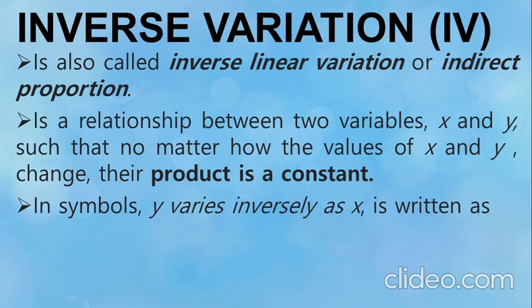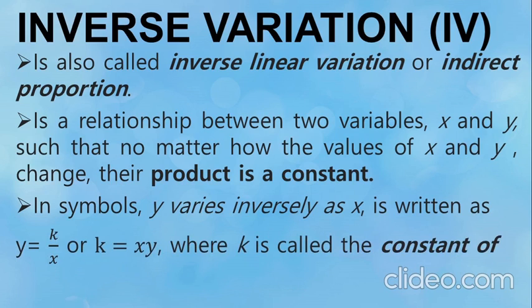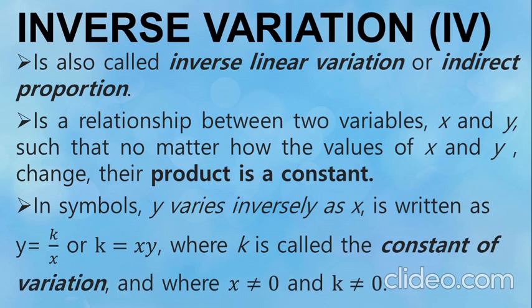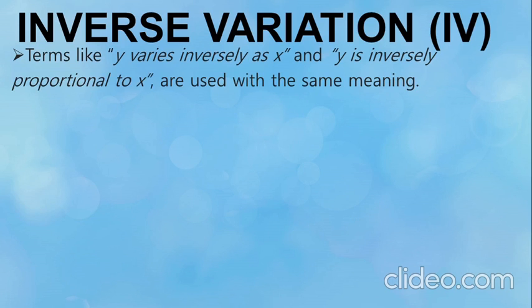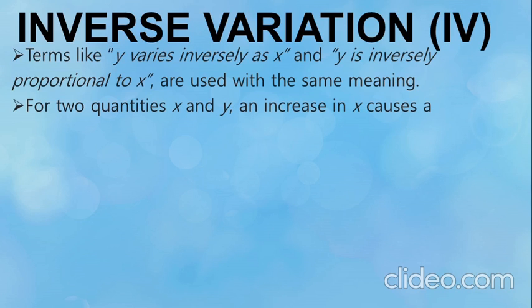In symbols, y varies inversely as x is written as y is equal to k over x, or k is equal to xy, where k is called the constant of variation and where x is not equal to 0 and k is not equal to 0. Terms like y varies inversely as x and y is inversely proportional to x are used with the same meaning. For two quantities x and y, an increase in x causes a decrease in y, and vice versa.